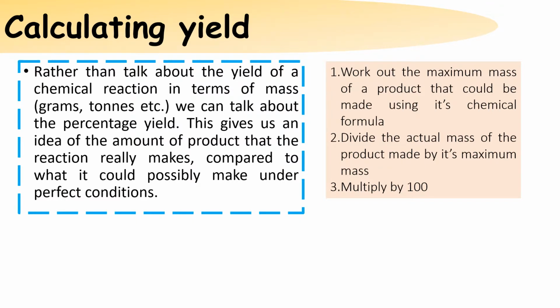To work out the maximum mass of a product, we use its chemical formula. We need to know this before starting to work out chemical yield. In questions about chemical yield, you take the mass that you've made and you divide it by the maximum mass of the product that could be made by looking at the chemical formula. This will give you a figure that's a decimal, so to turn it into a percentage, you need to remember to times it by 100.